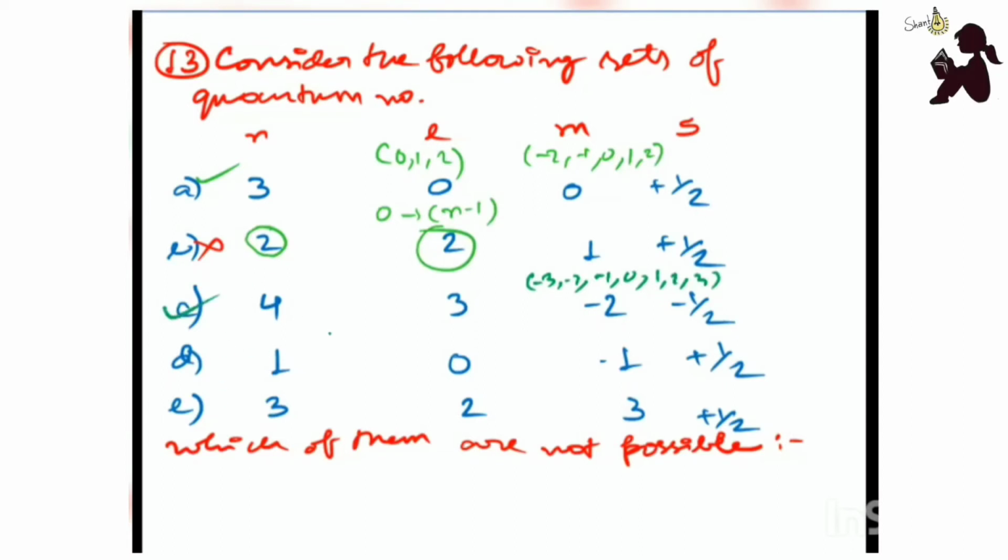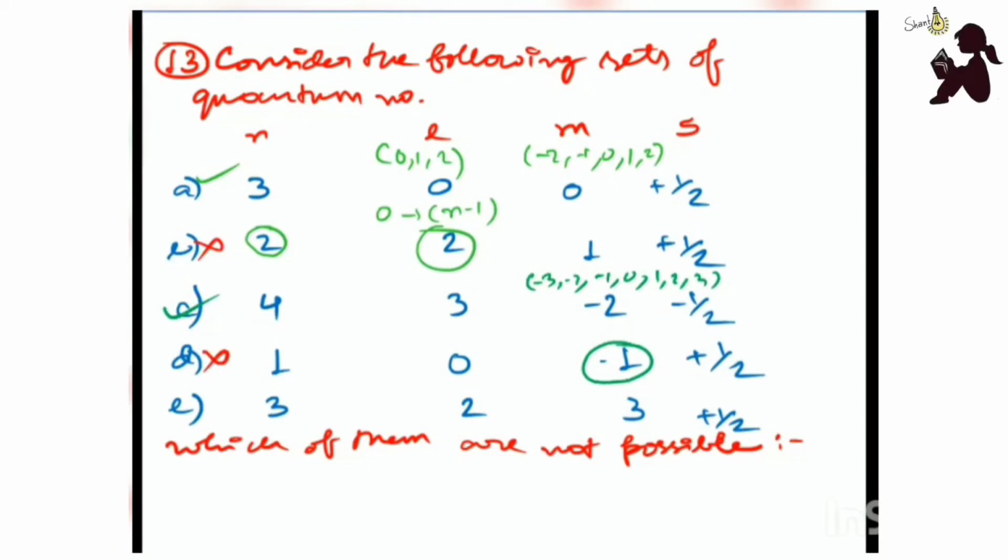C is also possible. But in case of D, let's see, that is 1, n. L is also possible because n minus 1, so 1 minus 1 is 0, it is possible. But here you can see that M is -1. Can it be happening? It can't be happening. So this D is also not possible.